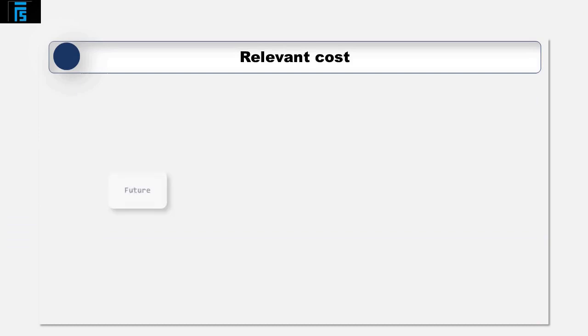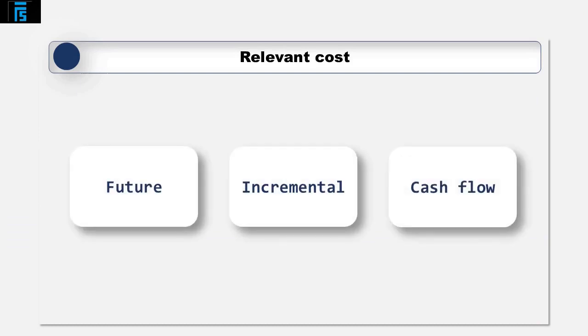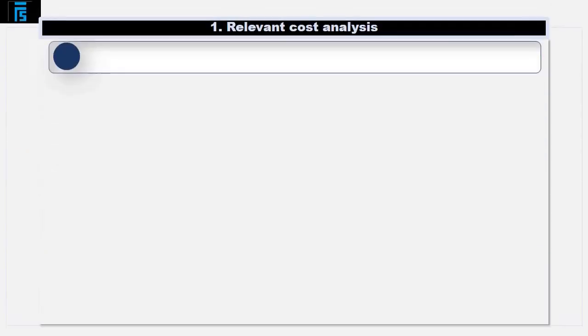A relevant cost can be defined as a future incremental cash flow. These terms are important and form the basis to understanding much of relevant costing. So let's take a look at each in turn.